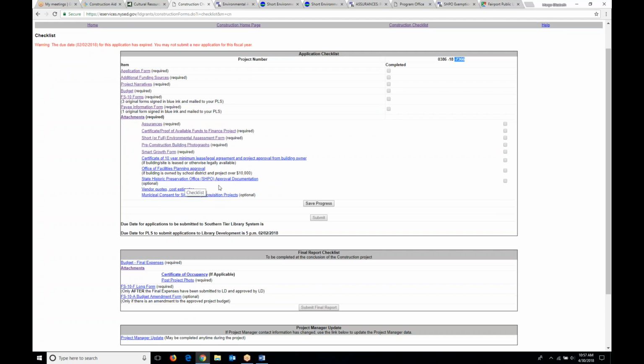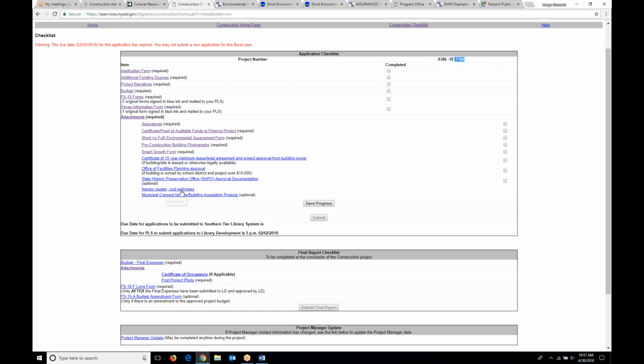State Historic Preservation Office approval documentation. This is optional. That's not exactly true. They will not accept your application without this if your building is over 50 years old and causes a disruption to the cultural resource. So if you couldn't use an exemption on your application and your building is more than 50 years old, we need that approval letter. And that has to go through that CRIS system that I showed you earlier in the recording.